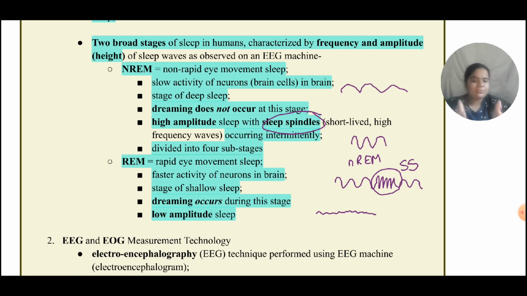But when we say that this is the stage in which dreaming occurs, we should also know the other stage in which dreaming does not occur. Though we don't focus much on that, we should know the distinction. So the NREM stage of sleep is the stage when dreaming does not occur. It is a stage of deep sleep characterized by slow brain activity, less frequent neuronal activity, and more amplitude, more consolidation and synchronizing.